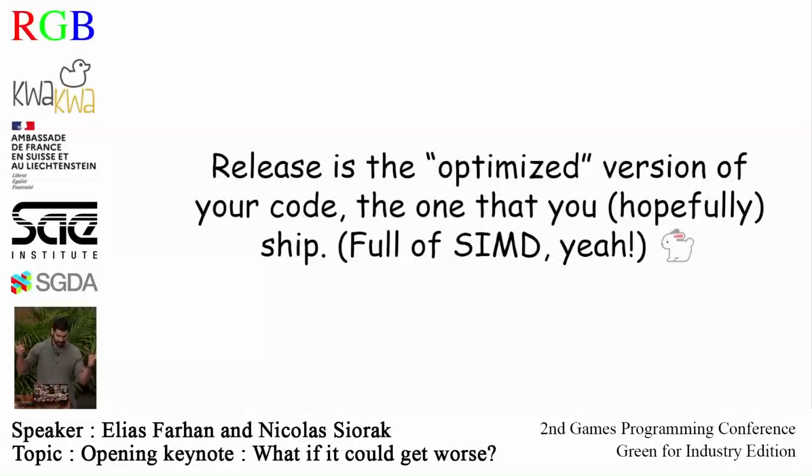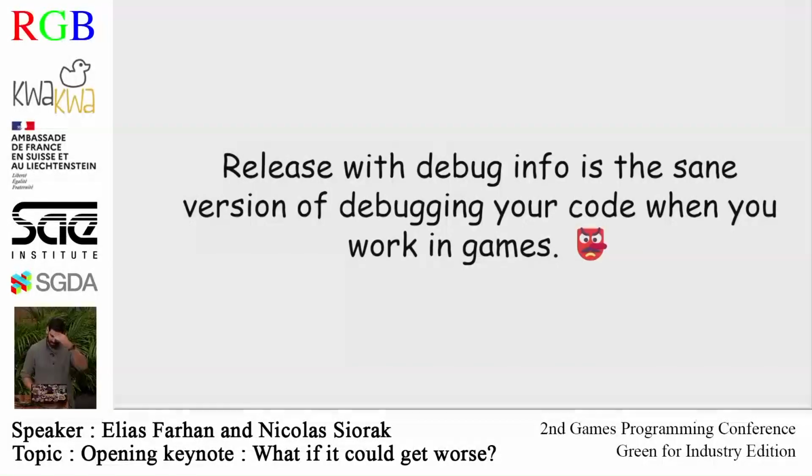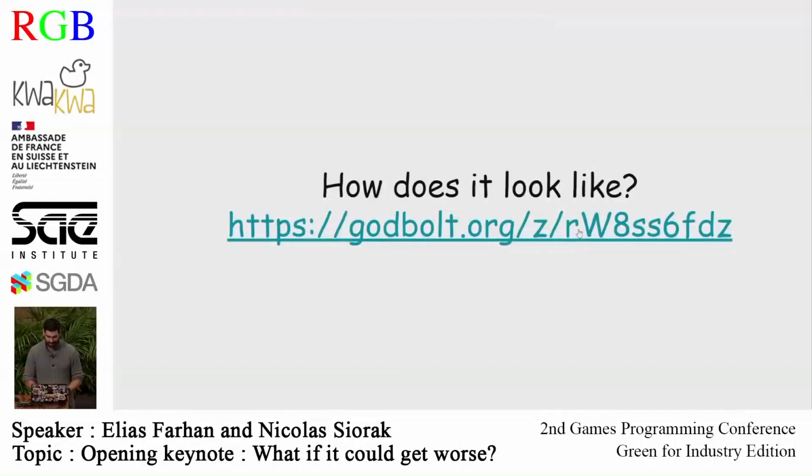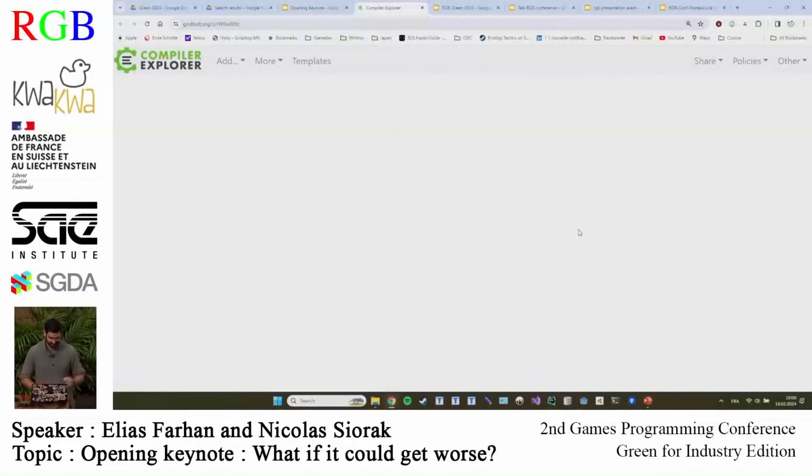Release is the optimized version of your code, the one that you hopefully ship, with a lot of SIMD. If you look at the assembly, it's often way bigger than the release with debugging info. Release with debug info is the version you debug your code with when you work in the game industry, because you need a bit of performance and sometimes debug can be way too slow. It's the first pass of the optimization, but still with some info when you debug. So how does it look, for example? Compiler Explorer.